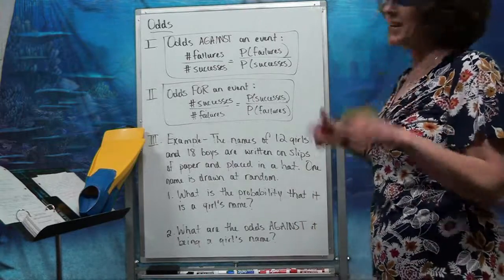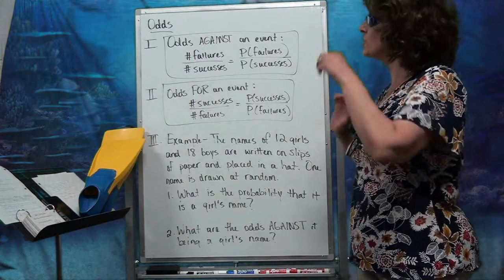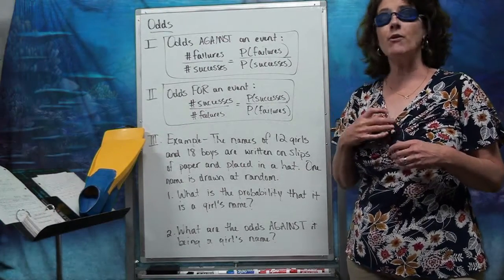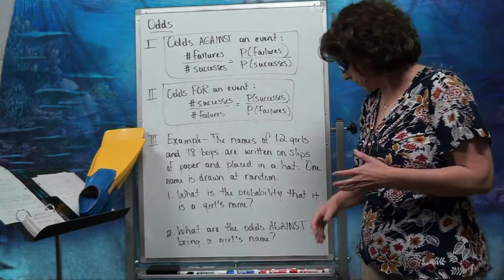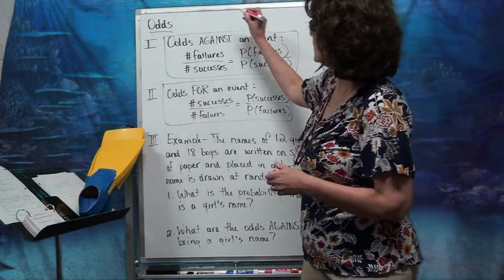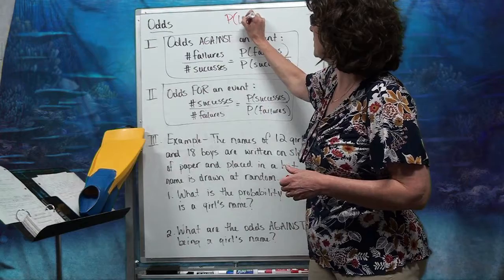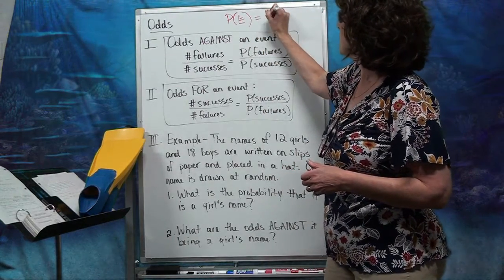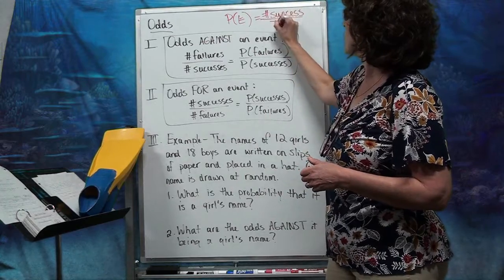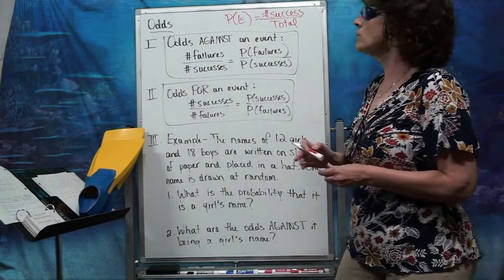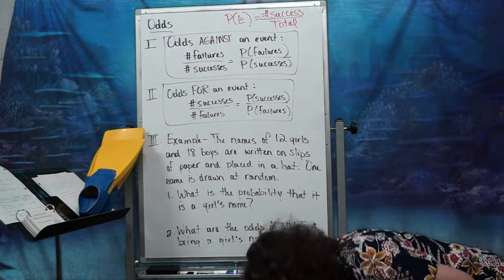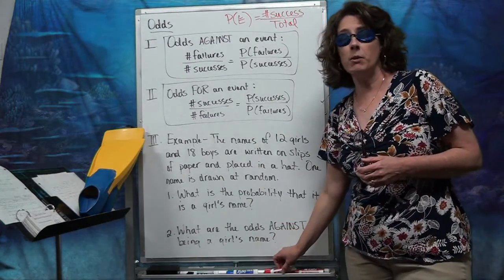So let's not waste any more time and let's get into odds. Odds is an offshoot of probability, and we've already defined probability. We said the definition of probability was that it was successes over totals. So let me get that definition up here one more time. The probability of an event is going to be the number of successes over the total. Because we will use this formula for probability to talk about odds and to generate the formula for odds.